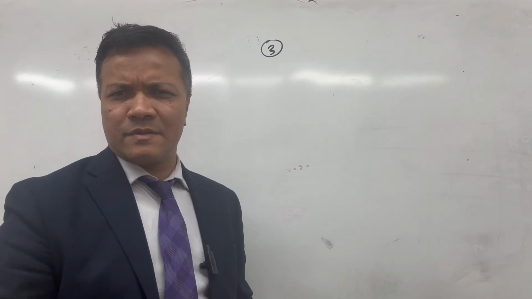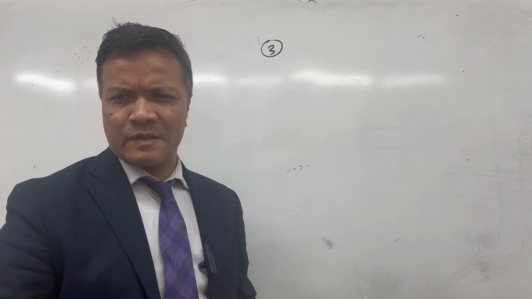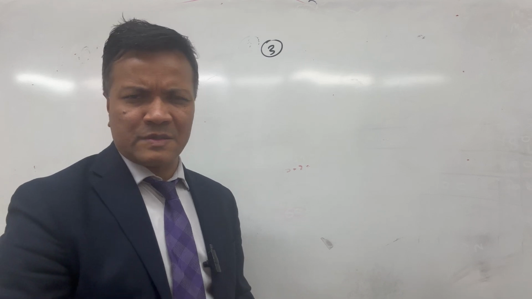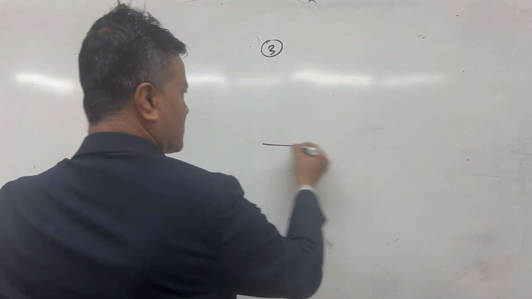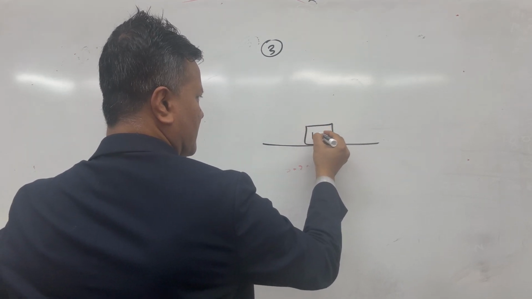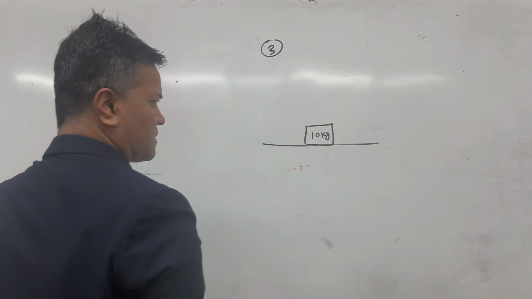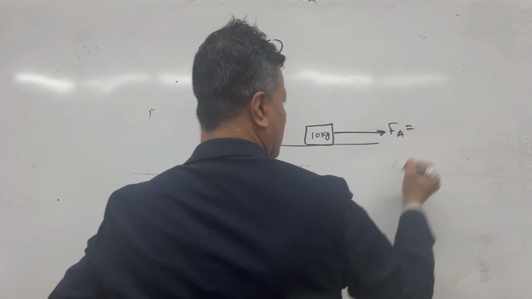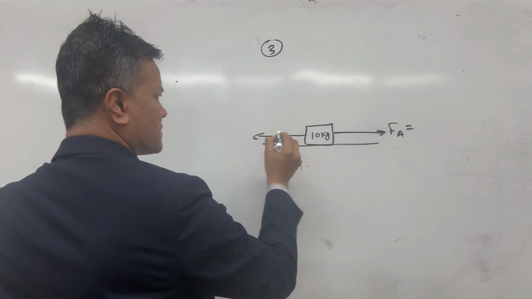Three: if the sum of all the forces is 0 Newton, then the object moves with constant velocity. Why is that? Let's say an object is, I don't know, 10 kilogram. Let's see the applied force.